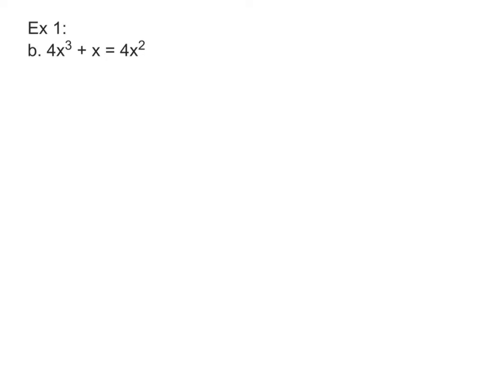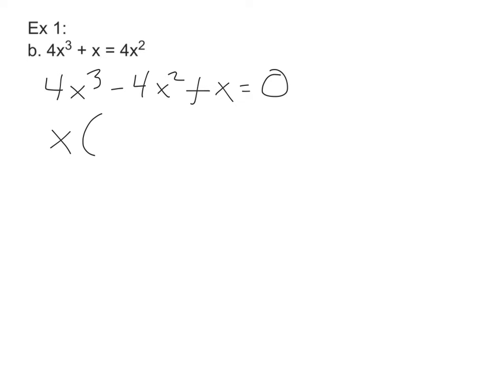We're looking at 4x cubed plus x equals 4x squared. Now if you go back to part A, notice that equation was set equal to 0. We're going to do the exact same thing here. So we have 4x cubed, and I'm going to bring the 4x squared over, so minus 4x squared plus x, and now it's set equal to 0. All I did was simply subtract 4x squared from both sides. Let's see if we can factor out that GCF. Notice all the terms have an x, so simple enough. Factor out the x, we get 4x squared minus 4x plus 1.